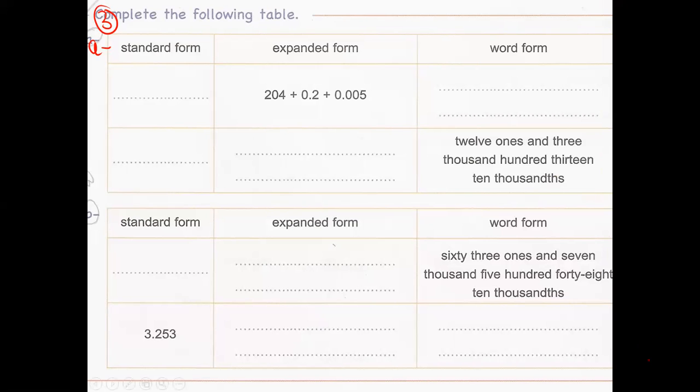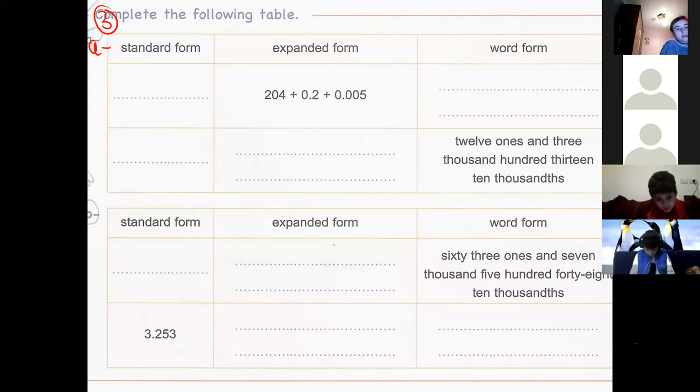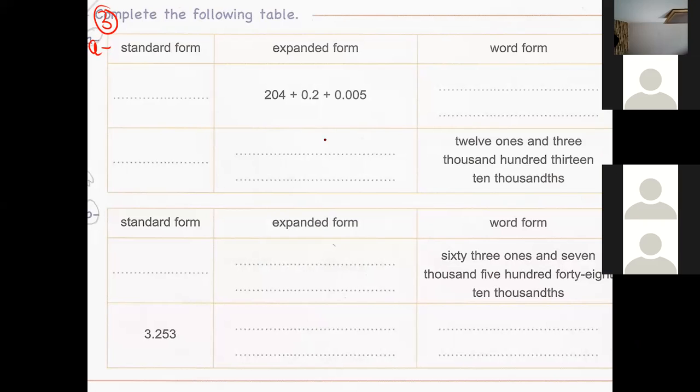Ranim Kafal, Ranim Jamal. Yes. 204 plus 0.2 plus 0.005. How do we write it in standard form? It means a decimal number. Ranim, hurry up please. We still have 10 minutes.